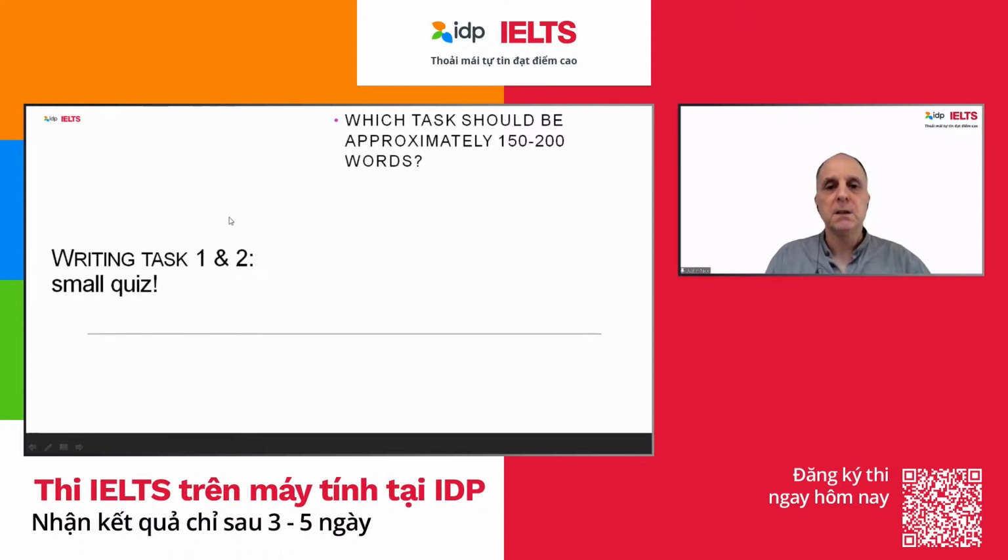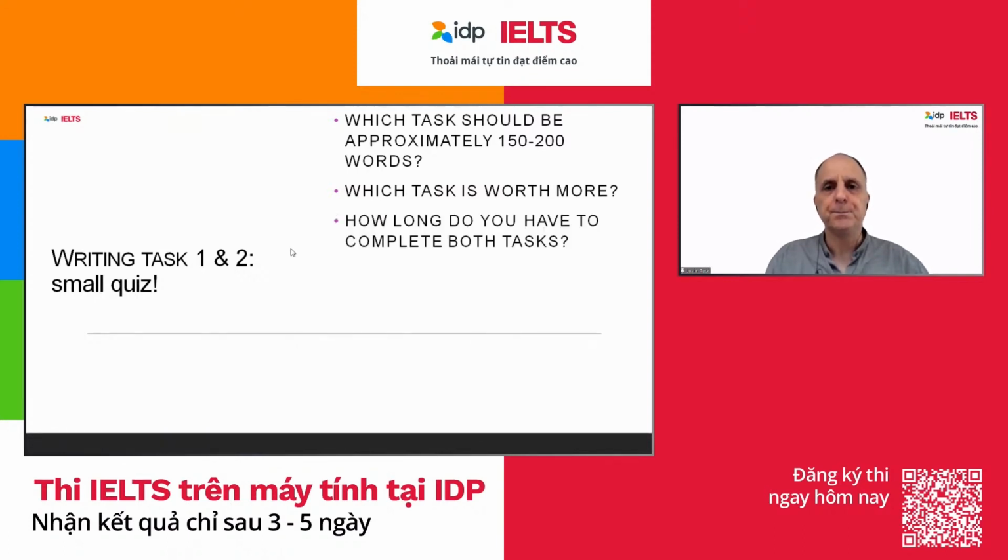All right. Next question. Which task is worth more? That's right. Task 2, it is worth a lot more, approximately double. How long for both tasks? That's it. Yeah, of course, 60 minutes or 1 hour. For task 1, 20 minutes, and task 2, 40.